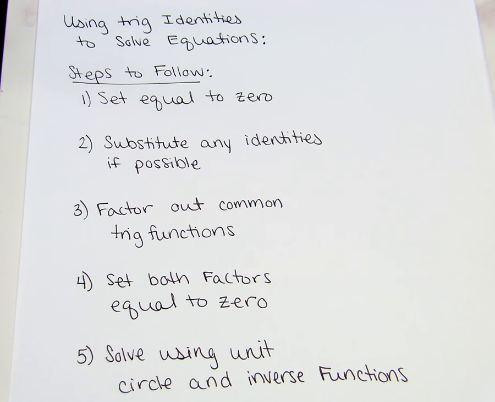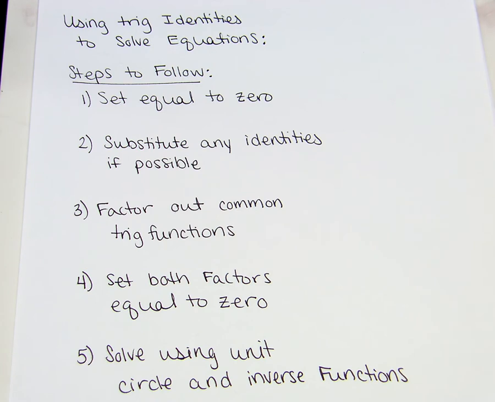So, today we are going to talk about using trig identities to solve equations. The first thing you always want to do is set the equation equal to 0. Then you want to substitute any identities if it's possible. You're not always going to use trig identities to solve the equations.